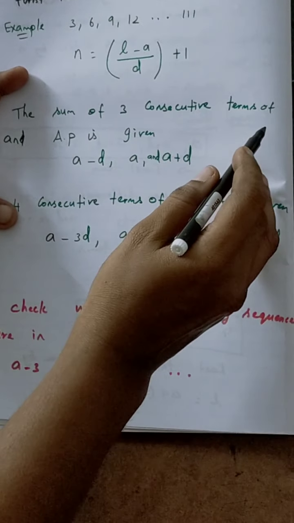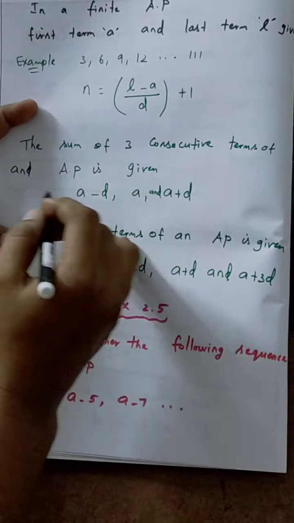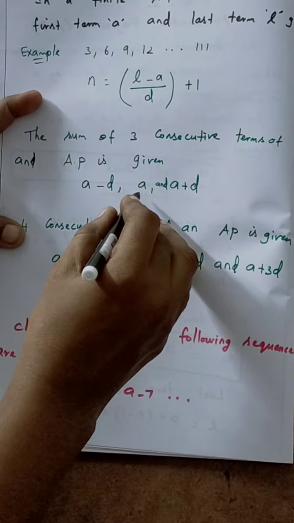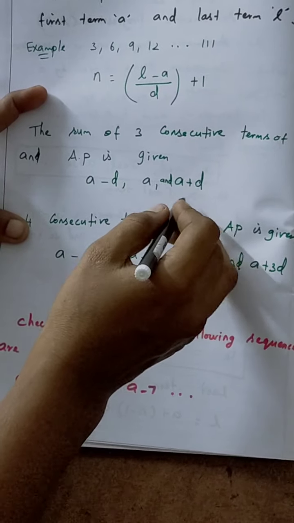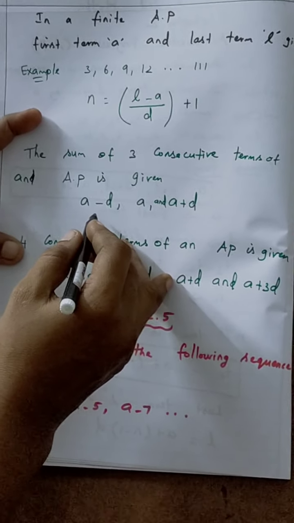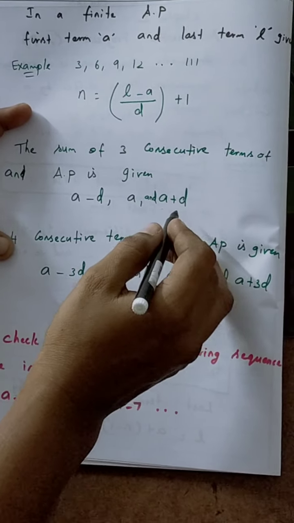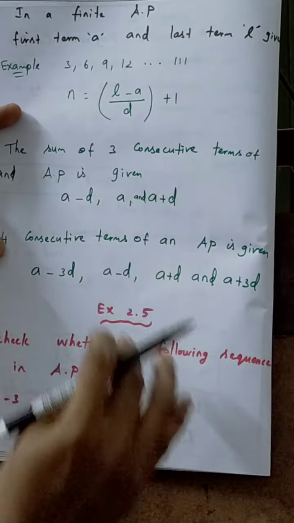The sum of three consecutive terms of an AP is given, which means apply the three consecutive terms. The middle term is a, and then the terms before and after are mentioned. So write the three consecutive terms as a minus d, a, and a plus d. That only applies for three consecutive terms.